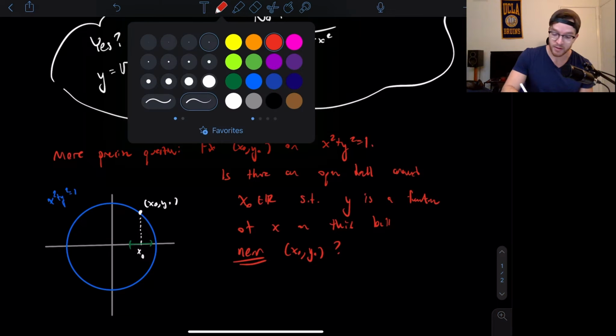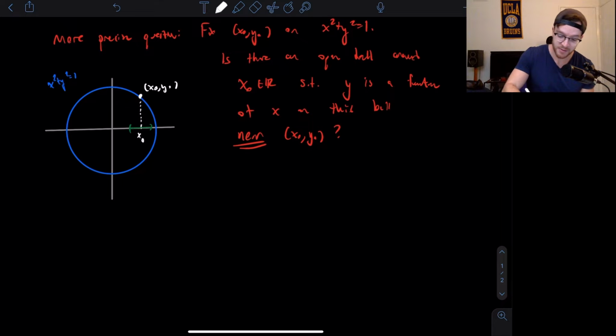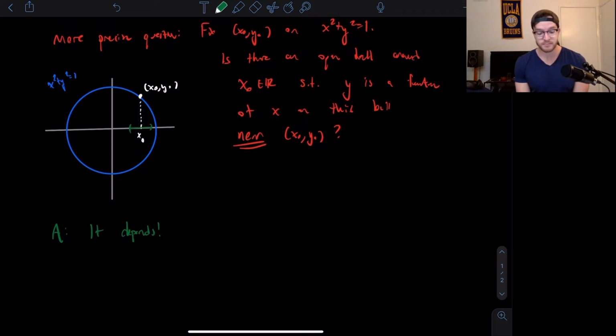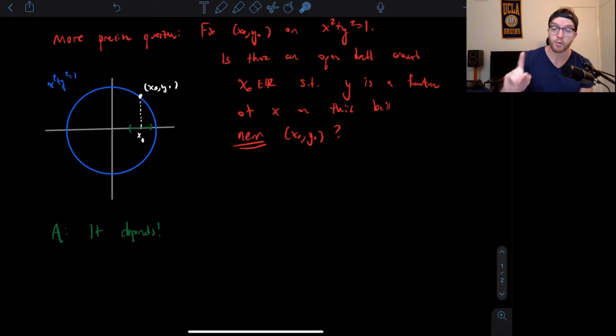And I think I already spoiled the answer, but the real answer is, well, it depends. So let's think about this. Maybe I'll say the answer is it depends. For example, let's consider this exact situation that I drew up here, where the y-coordinate of my fixed point is positive.